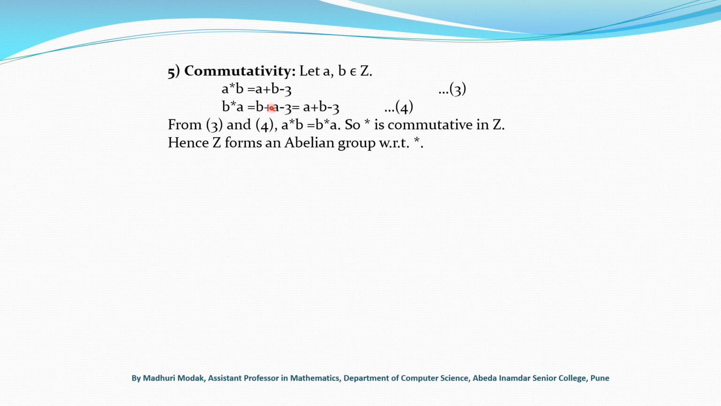So, we take two elements A, B in Z and we show that A star B equals B star A. So, A star B is A plus B minus 3 by definition and B star A is B plus A minus 3. But addition is commutative in Z. So, B plus A is same as A plus B. So, we get A star B equal to B star A. That means star is commutative in Z. Hence, Z forms an abelian group with respect to star.